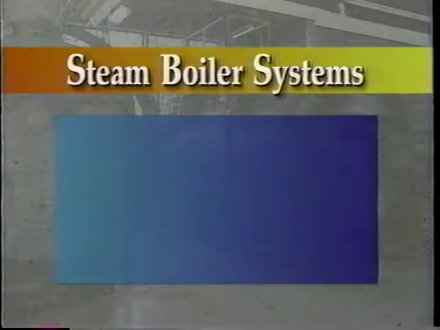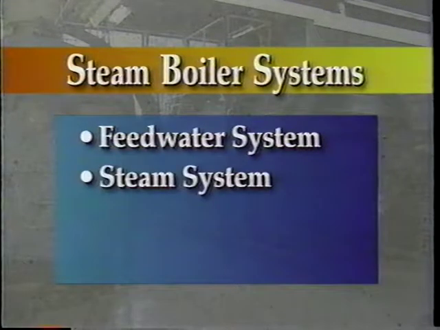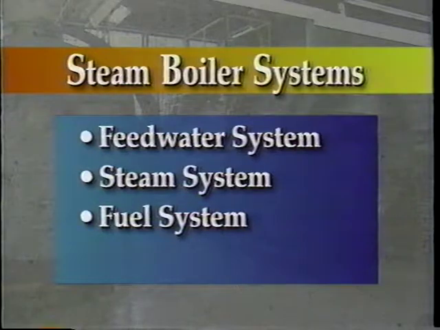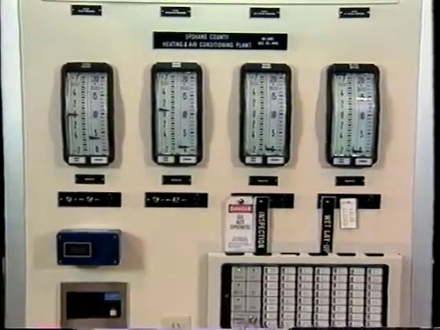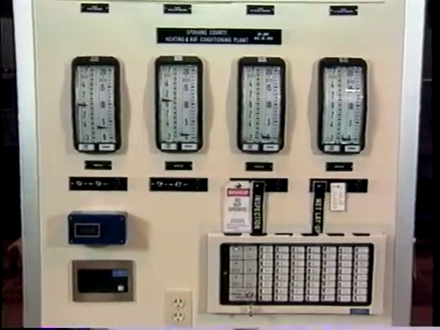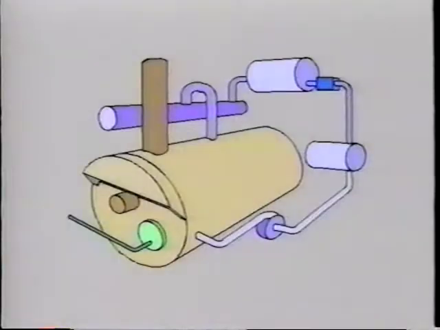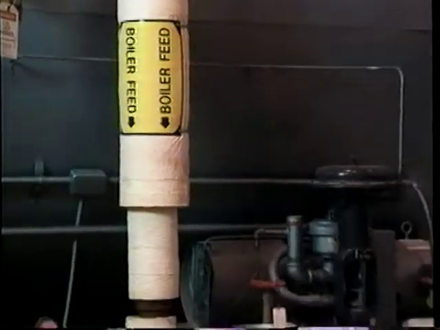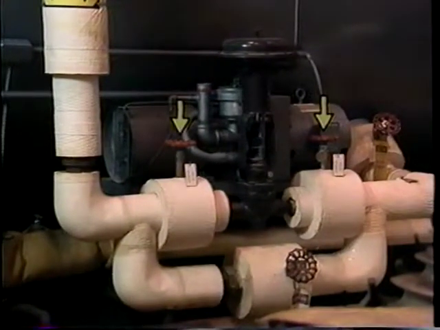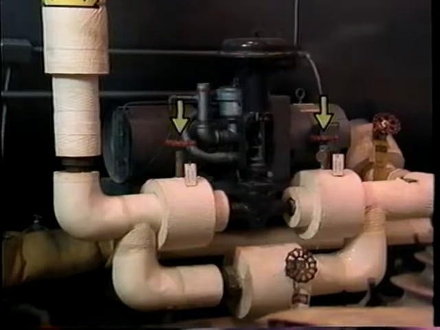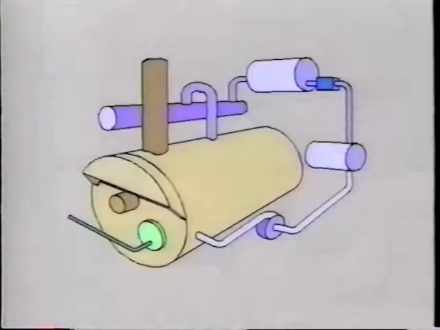All steam boilers operate using 4 systems: the feedwater system, the steam system, the fuel system, and the draft system. Each system must be controlled for maximum safety and efficiency. The feedwater system supplies water to the boiler. Feedwater is treated and regulated automatically to meet the demand for steam. Valves installed in the lines permit access for maintenance and repair.